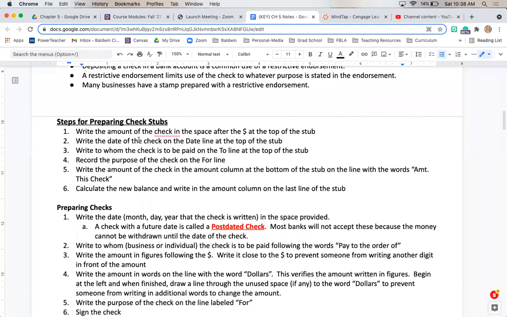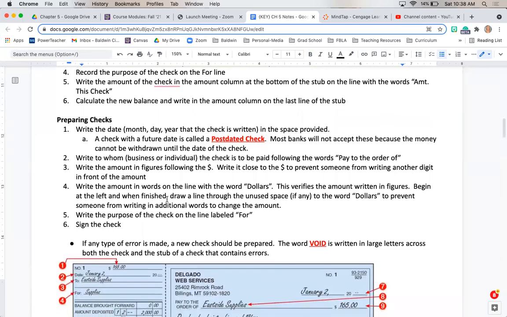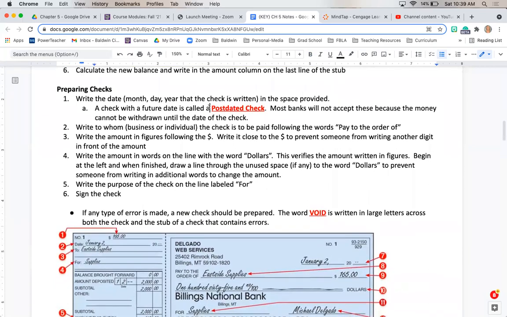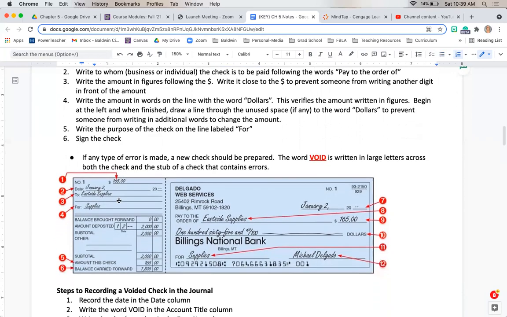So there are some steps in preparing a check stub. I'm not going to read through those, but I encourage you to read through them in your notes. We're going to actually do that in MindTap. We're also going to prepare checks, but I do want to point out that anytime a check has a date with a future day, so like if you got a check today, but the check was posted for 30 days from now up here, then that would be considered a post-dated check. Most banks aren't going to accept those until the date that the check is written for. So read through preparing a check.